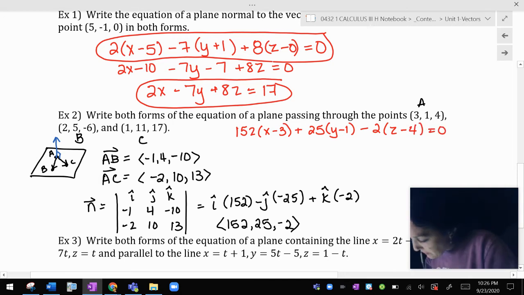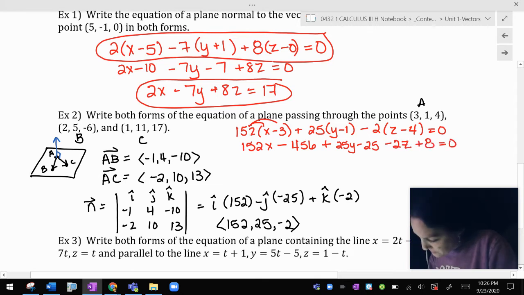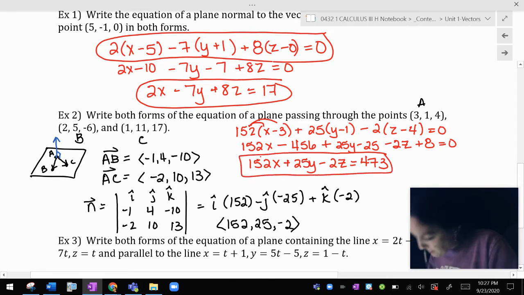And then if I distribute that, holy baloney, that's going to be 152x minus 456 plus 25y minus 25 minus 2z plus 8 equals 0. So that's 152x plus 25y minus 2z equals, all right, so 456 plus 25 is 481. 481 minus 8 is 473. Whew! That's something. Holy cow. But there's my equation of a plane.